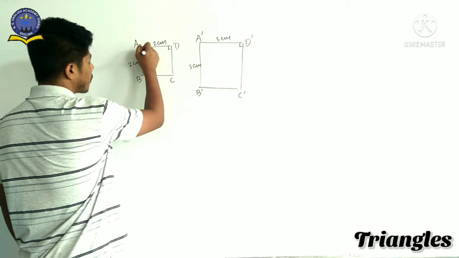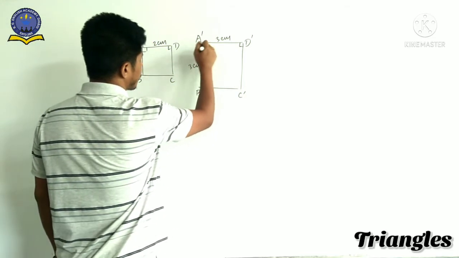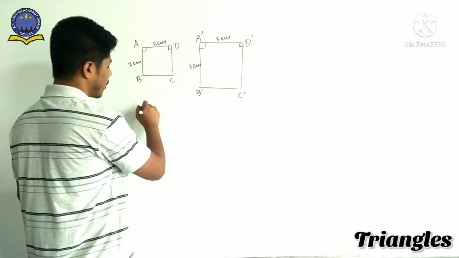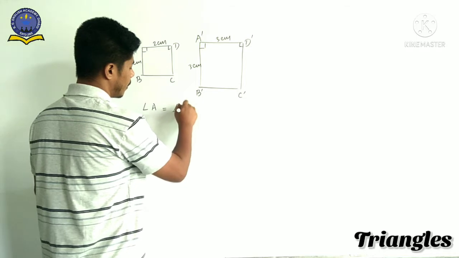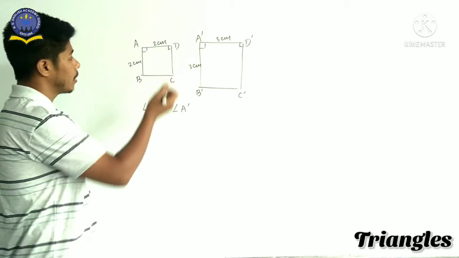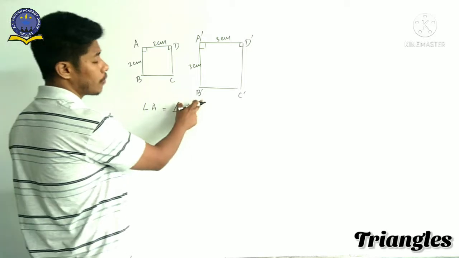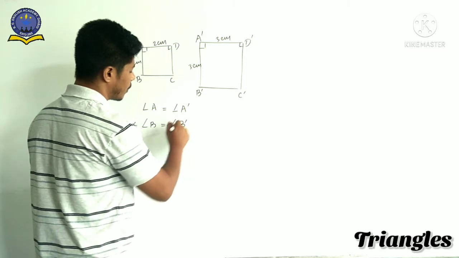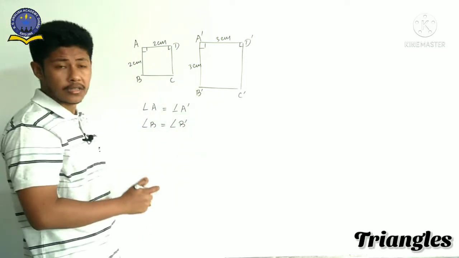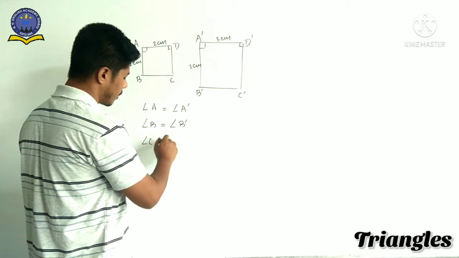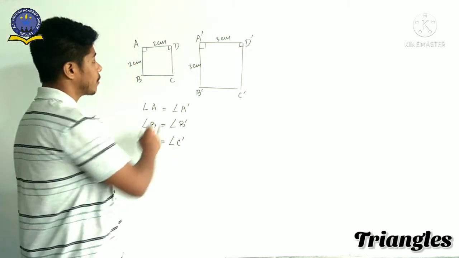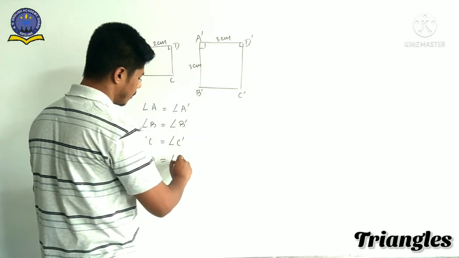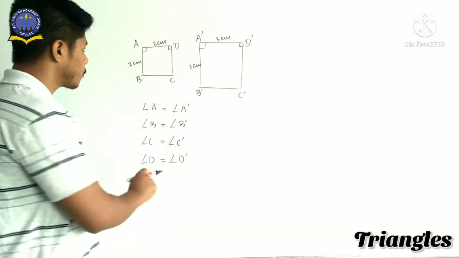Corresponding angles means what here? This angle A must be equal with A dash. So that's why here we write their corresponding angles. That means we can write angle A equals angle A dash. Is it clear? Similarly, angle B is equal with angle B dash. Similarly, angle C is equal with angle C dash. Finally, angle D is equal with angle D dash. Is it clear?